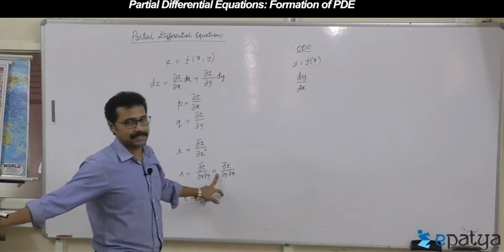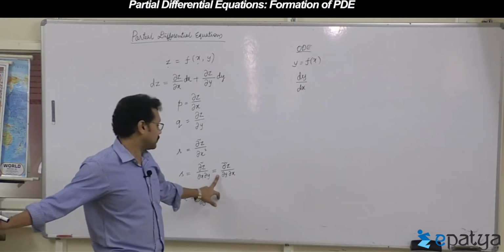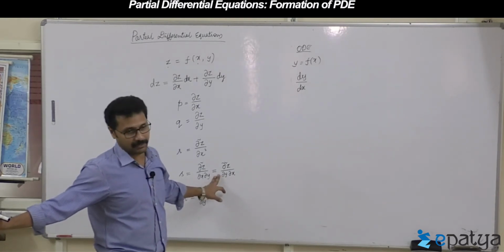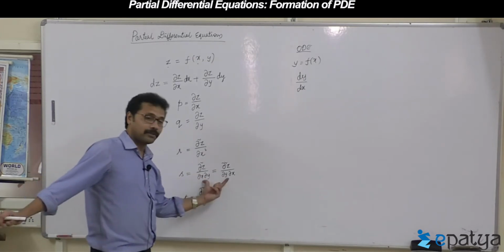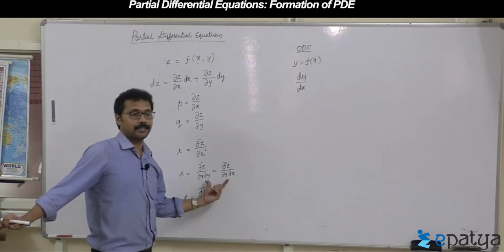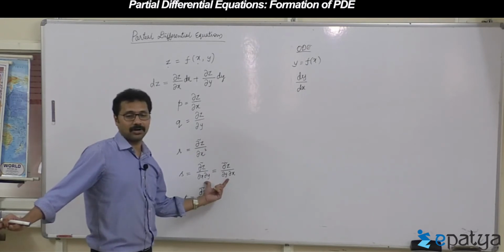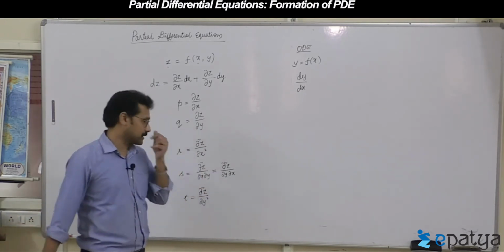In all such cases, you have dou square z by dou x dou y equal to dou square z by dou y dou x. Okay. This means that order of differentiation does not matter. Order of differentiation. What is order of differentiation?